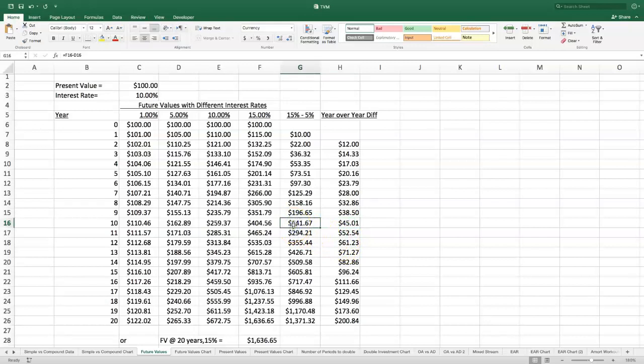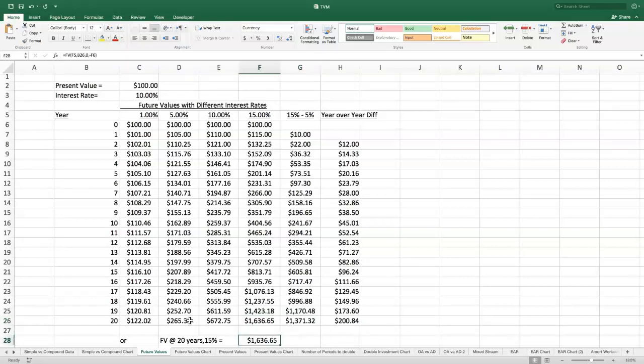Now, notice though that in year 10, when we're calculating future values, the higher the interest rate, the higher the future value. And you may say, well, gee, that's not exactly rocket science. And you're right, it's not. But notice how the difference between, say, 5% and 15%, how large it is in year 10 versus how large it is in 20 years. 265 versus 1,636. A very huge difference, a difference of 1,375.